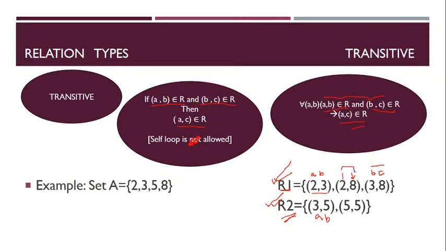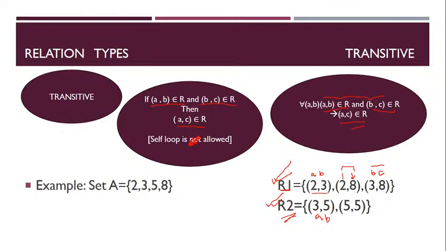So AB is there, BC is there, and that's why we must search for AC, and yes, AC is there. Which one? 2 8. And that is why R1 is a transitive relation. And one more thing we are mentioning this time: if a relation is following the rule, as in the case of R1, that's why R1 is transitive. As well as, if a relation is not violating the rule, that is why we also consider that relation as transitive. In case of R2 that is happening.